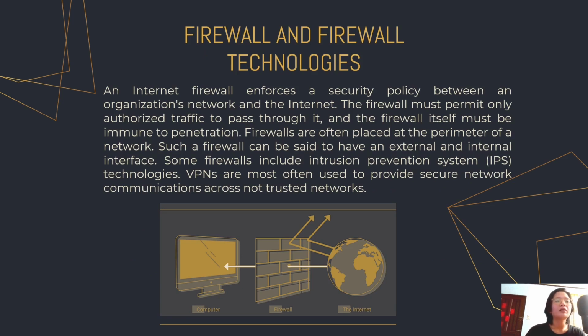Firewall and firewall technologies. An internet firewall enforces a security policy between an organization's network and the internet. The firewall must permit only authorized traffic to pass through it, and the firewall itself must be immune to penetration. Firewalls are often placed at the perimeter of a network, such that a firewall can be said to have an external and internal interface. Some firewalls include intrusion prevention systems, or IPS, technologies. VPNs are most often used to provide secure network communications across untrusted networks.